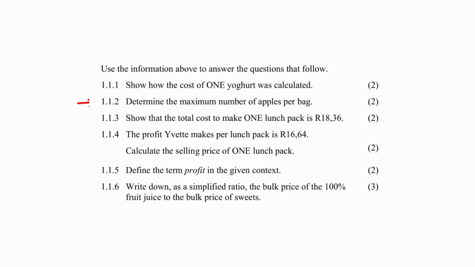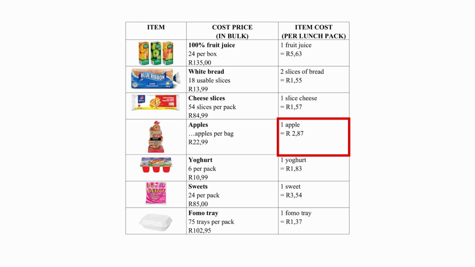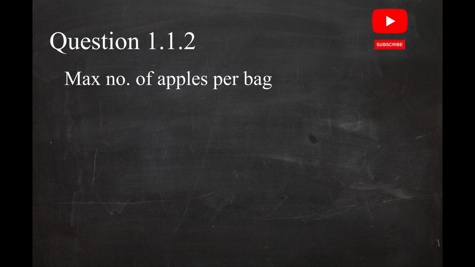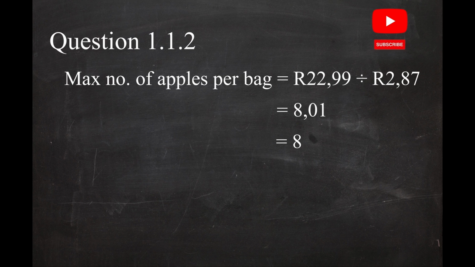In question 1.1.2, you have to determine the maximum number of apples per bag. Since one apple equals R2.87 and the bulk apples cost R22.99, the maximum number of apples per bag equals R22.99 divided by R2.87, and this equals 8,01. You can't get 0,01 of an apple, so you have to round this answer down to 8 apples.